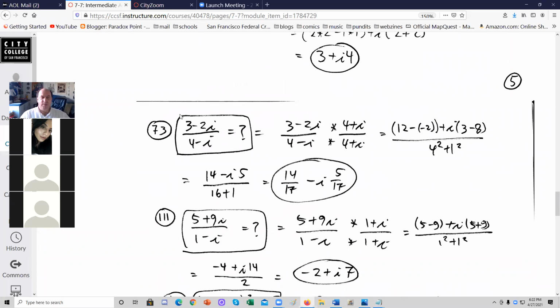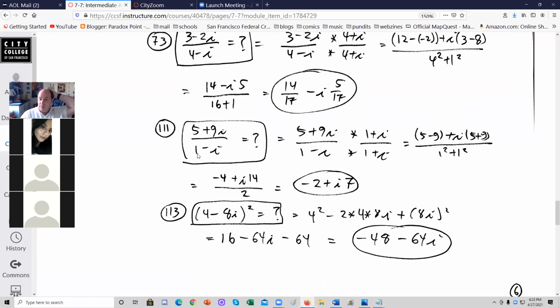Here's a ratio of complex numbers. 3 minus 2i over 4 minus I. We multiply above and below by the conjugate of the denominator, 4 plus I. Multiplying on the top, 3 times 4, minus 2i times I is a minus a negative 2. Minus 2i times 4 is a minus 8i. 3 times I is a 3i. Meanwhile, 4 minus I times 4 plus I is 4 squared plus 1 squared. So this in the top is 14 minus I times 5. It's over 16 plus 1. So 14 17ths minus I times 5 17ths.